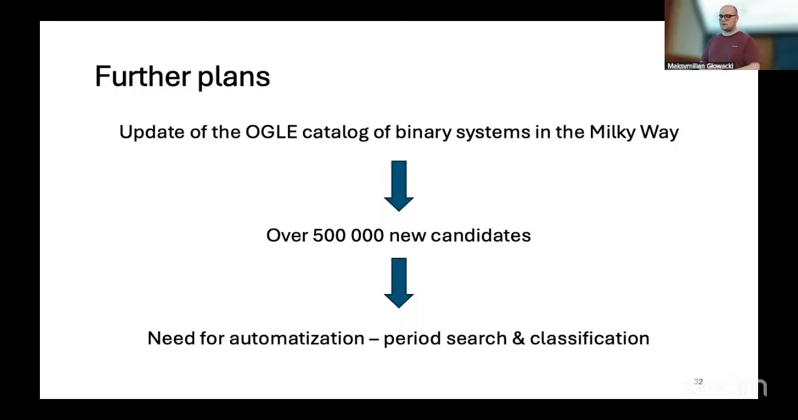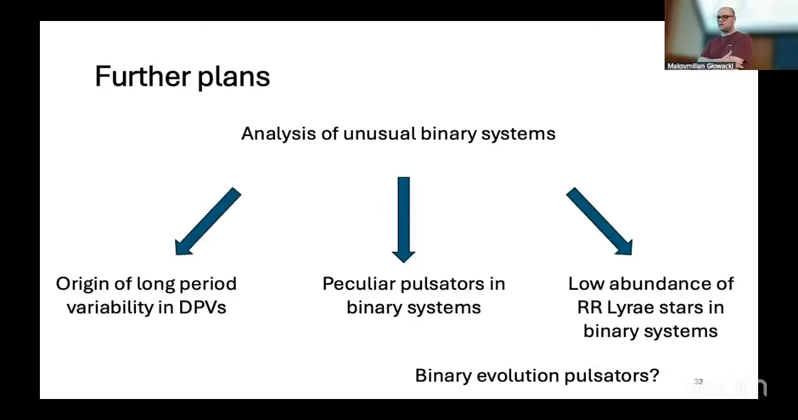And the problem with finding the period is that the objects that are the most interesting are the most difficult to classify, because on top of traditional eclipsing or ellipsoidal variability, they have some other type of variability, which makes finding the period more difficult than usual. This is one part of the project, and the second part of the project is further analysis of the unusual binary systems that we have discovered so far.